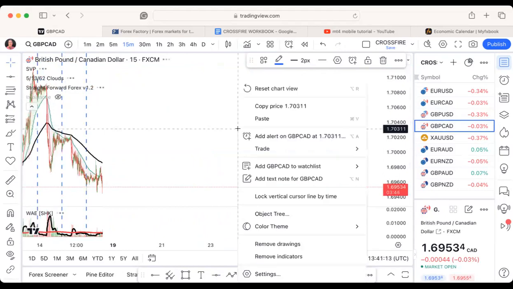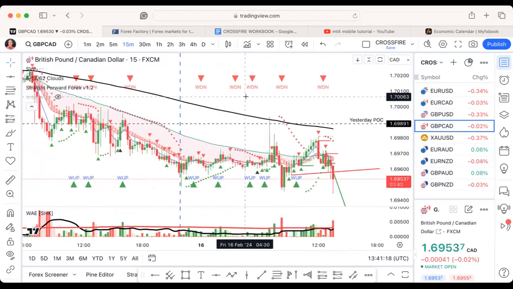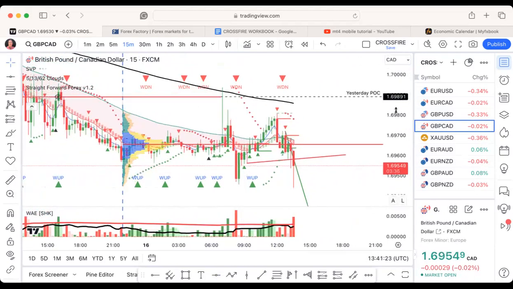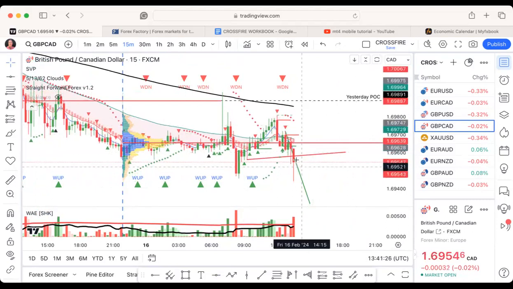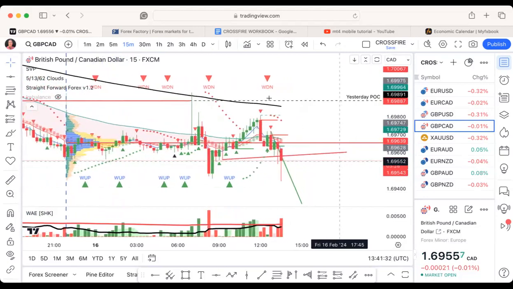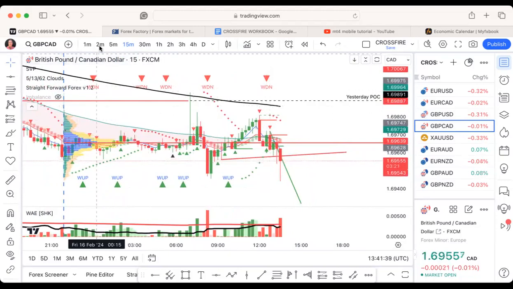I'll reset that. Okay, so we've come down below the red trend line, so I should be thinking sells. We're in a wave down. I noticed we are below the 200 moving average. I'm on the 15-minute chart. I need to go back to the 2-minute.